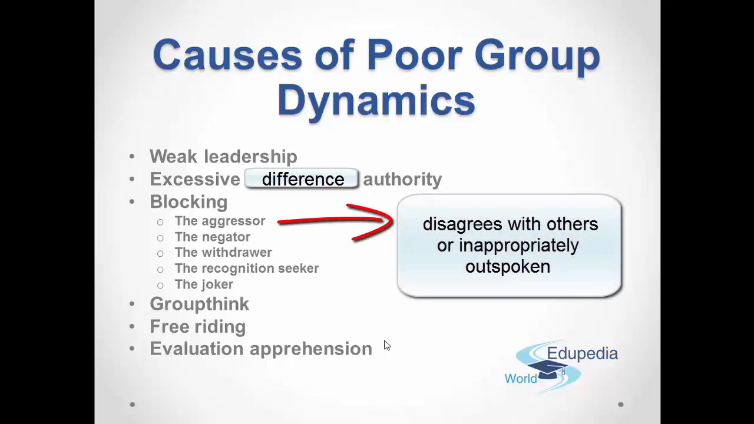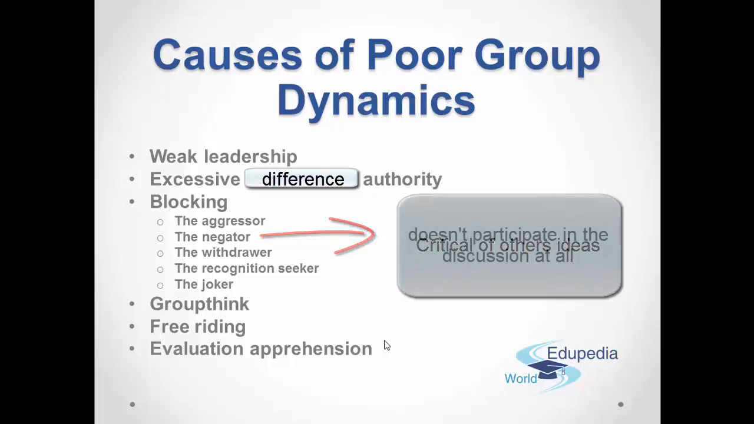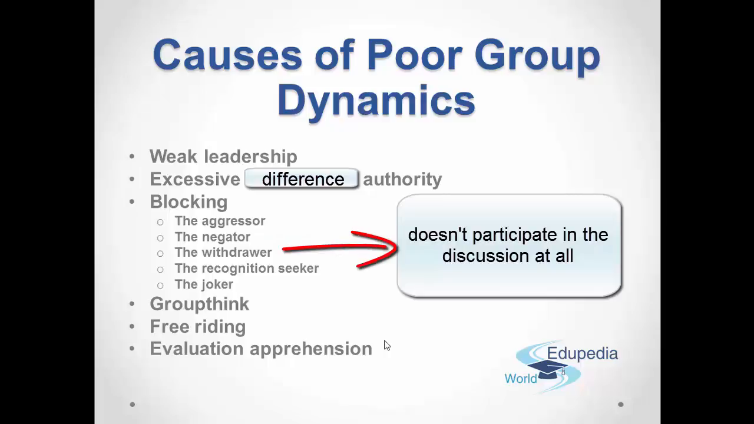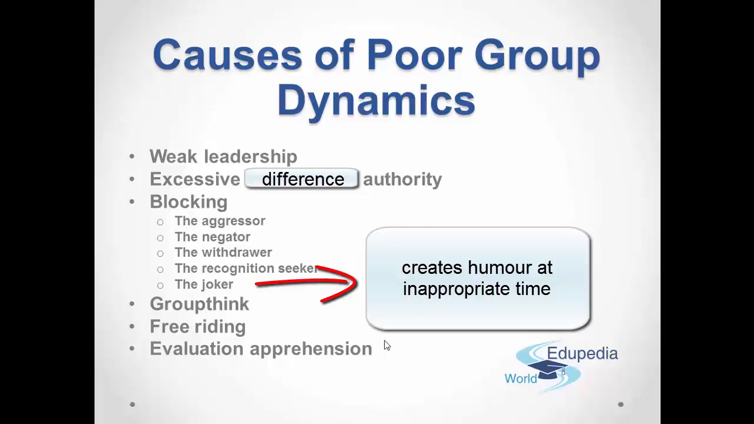The aggressor. This person often disagrees with others or is inappropriately outspoken. The negator. This group member is often critical of others' ideas. The withdrawer. This person doesn't participate in the discussion at all. The recognition seeker. This group member is boastful or dominates the session. Lastly, the joker. This person introduces humor at inappropriate times. A joker in your team can have a negative effect on group dynamics.